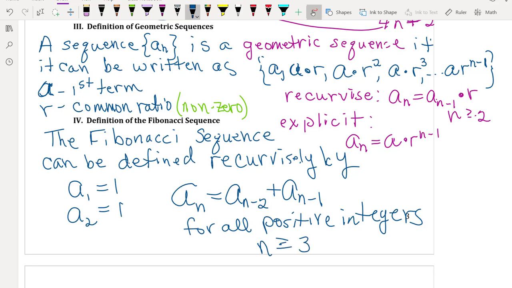Because we need the first two terms. We need 1 and 2 to create all the other ones.